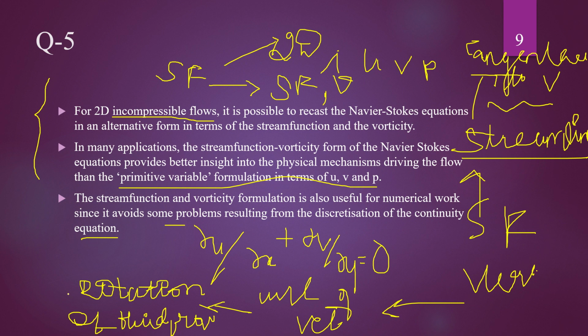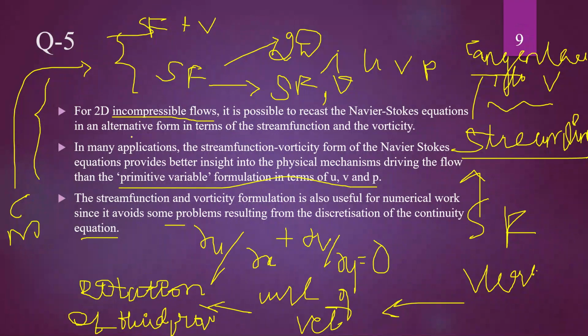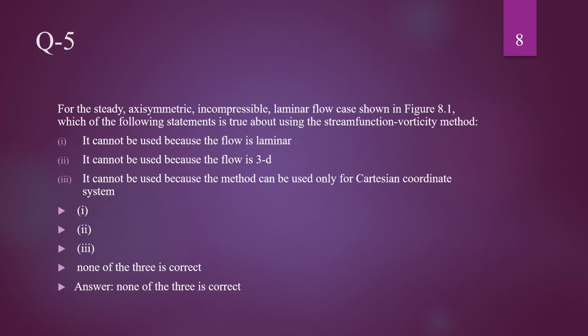So basically this stream function and the vorticity would be put together in the form of equations, and the continuity equation and the momentum conservation equation would be rewritten to account for the stream function and the vorticity. Solving these two would give the solution of the incompressible fluid flow. So this is a method used in the solution of incompressible fluid flow.